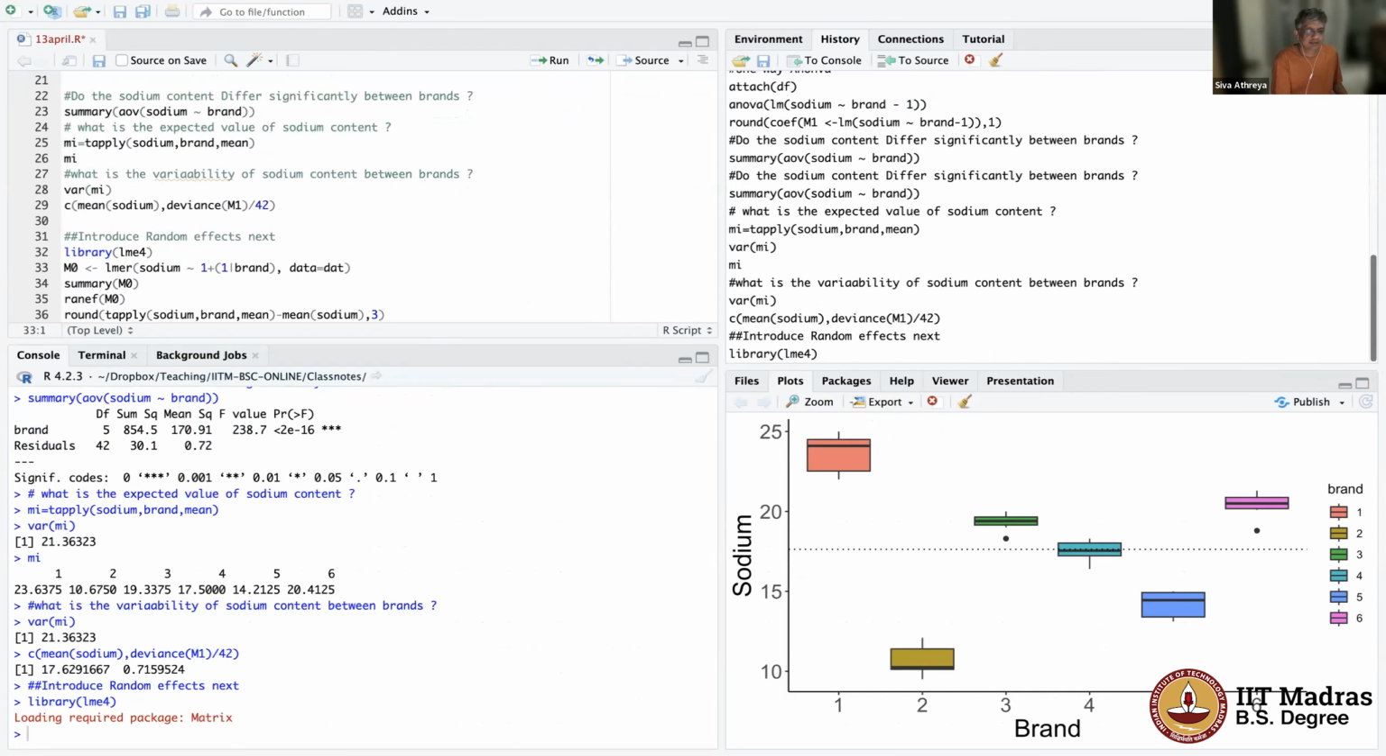It'll load a package called Matrix along with it. So let me call the model MO. The way you call the random effects model is lmer, sodium versus tilde 1 plus 1 given brand, with data equal to.